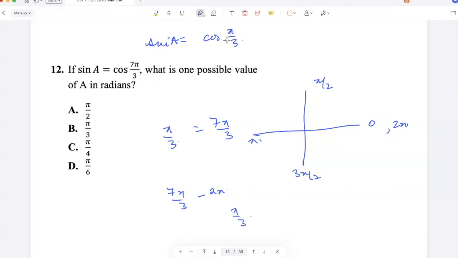Now, if sine A is cos B, then A plus B is 90 degrees, which in radians is pi by 2. So A plus pi by 3 is pi by 2. So A is pi by 2 minus pi by 3, which is pi by 6. So A is pi by 6.